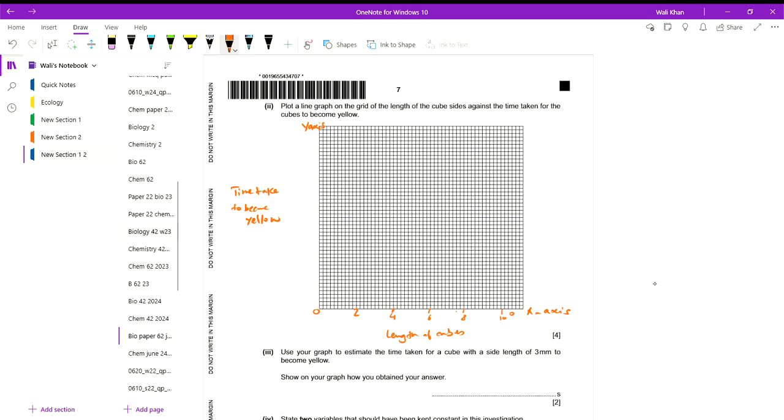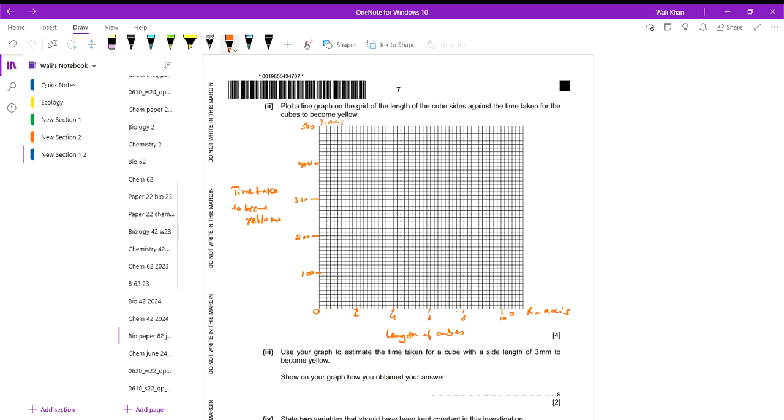10. 1, 2, 3, 4, 5, 6, 7, 8, 9. So 100, 200, 300, 400, and this is 500.